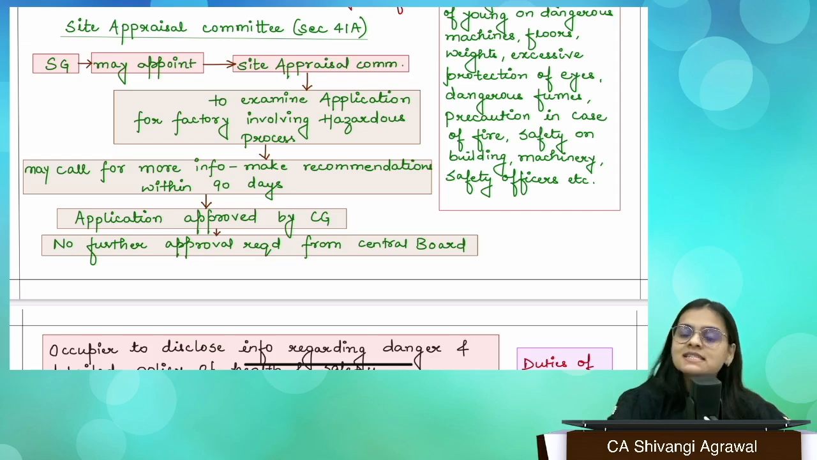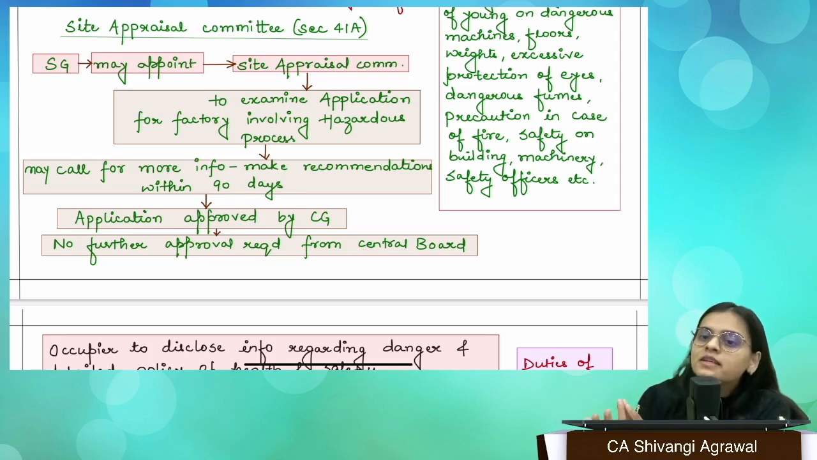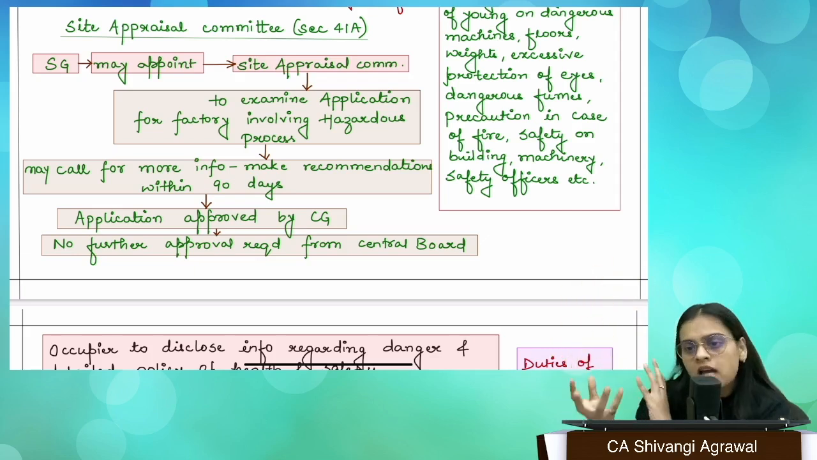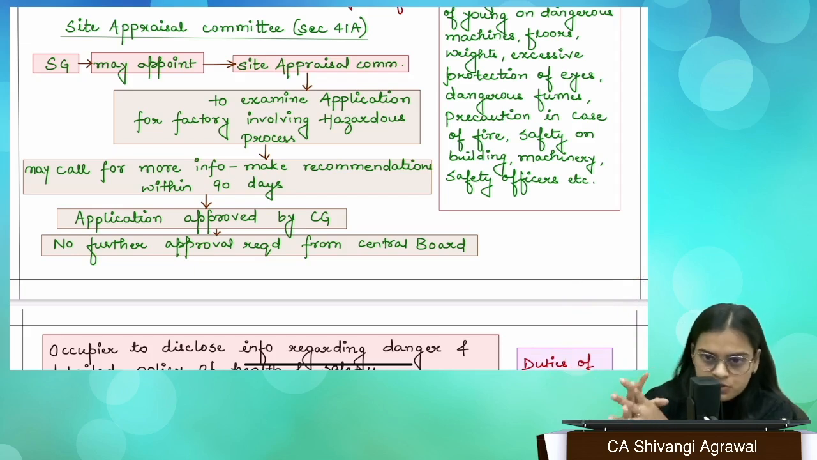The state government has the power to constitute a site appraisal committee, right? So what they actually do is, if you want to open a particular factory, you have finalized a particular location, and this involves some hazardous process. That means if you put up a factory over there, it is going to emit some gases which might not be good for the environment, right? So the state government has the power to appoint a site appraisal committee, which will consist of the chief inspector of the state, who is going to be the chairman, and there will be other people, right?